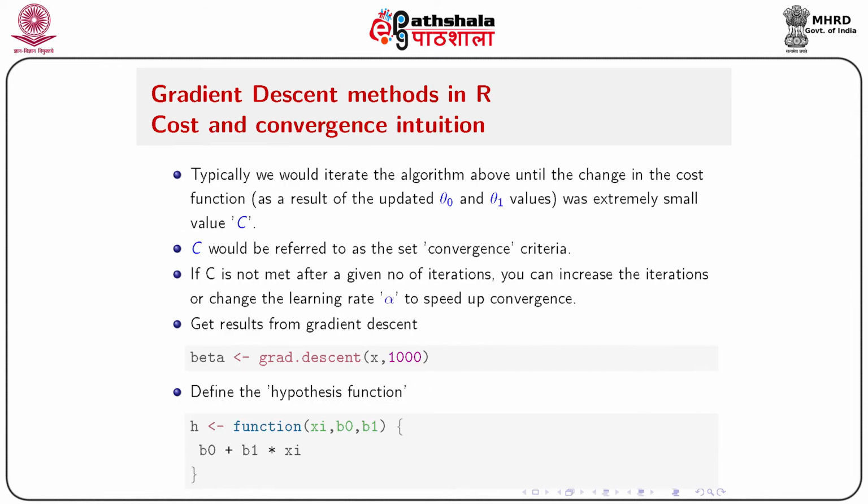Gradient descent method in R: cost and convergence intuition. Typically we would iterate the algorithm above until the change in the cost function is an extremely small value c. So c would be referred to as the set convergence criteria. If c is not met after a given number of iterations, you can increase the iterations or change the learning rate alpha to speed up the convergence.